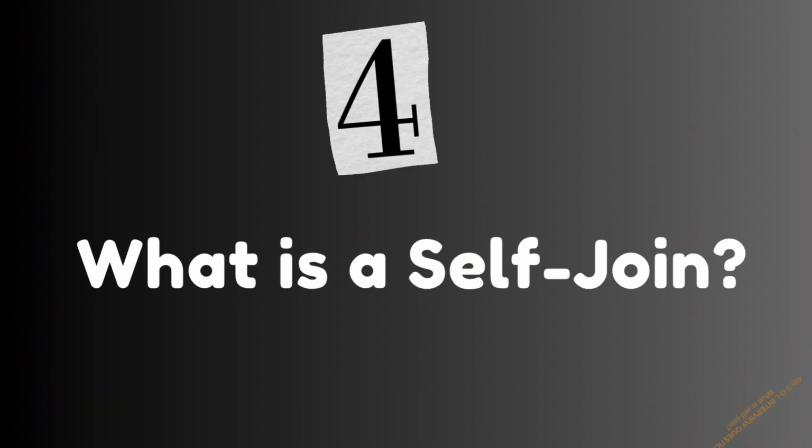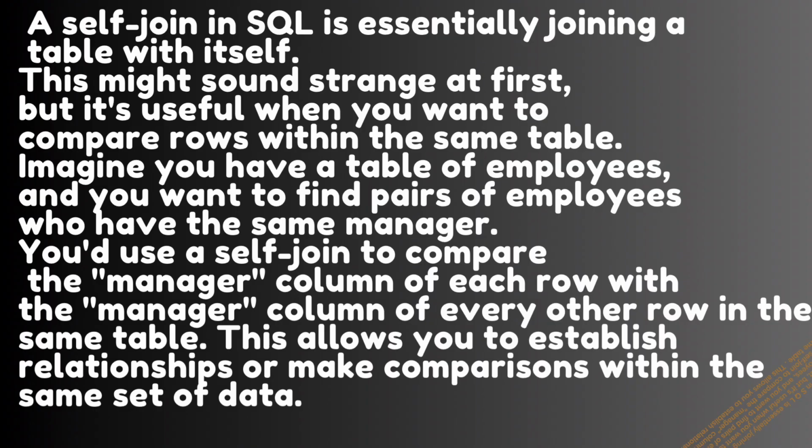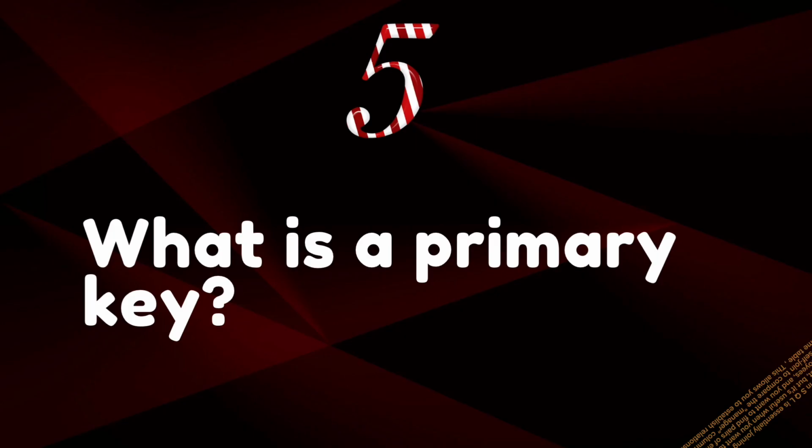Fourth SQL interview question. What is a self-join? A self-join in SQL is essentially joining a table with itself. This might sound strange at first, but it's useful when you want to compare rows within the same table. Imagine you have a table of employees, and you want to find pairs of employees who have the same manager. You'd use a self-join to compare the manager column of each row with the manager column of every other row in the same table. This allows you to establish relationships or make comparisons within the same set of data.